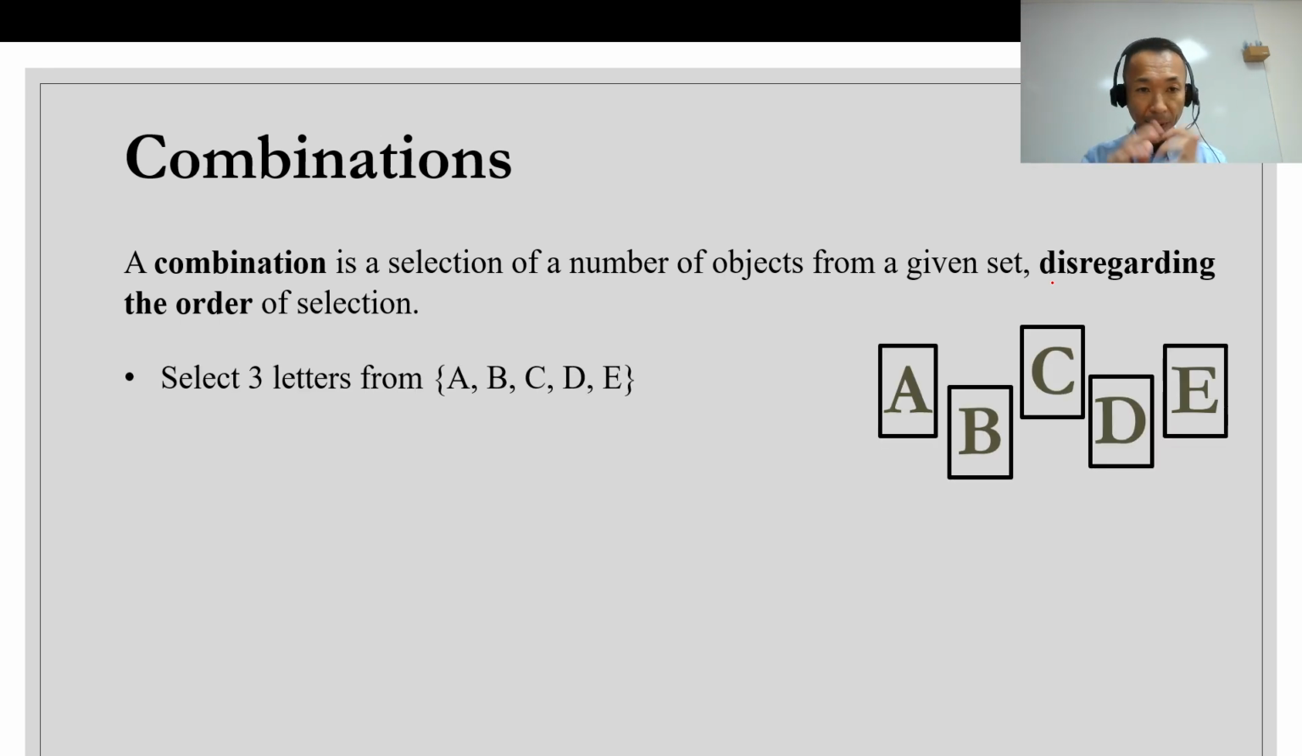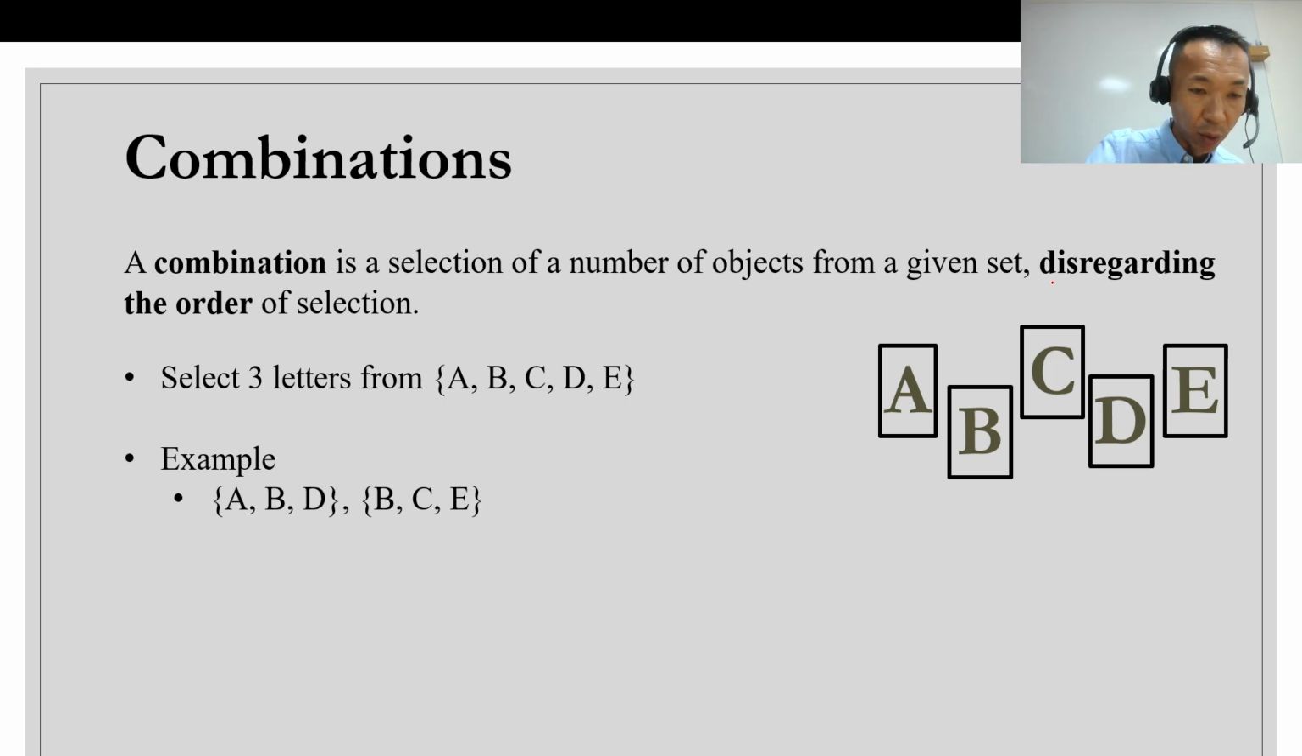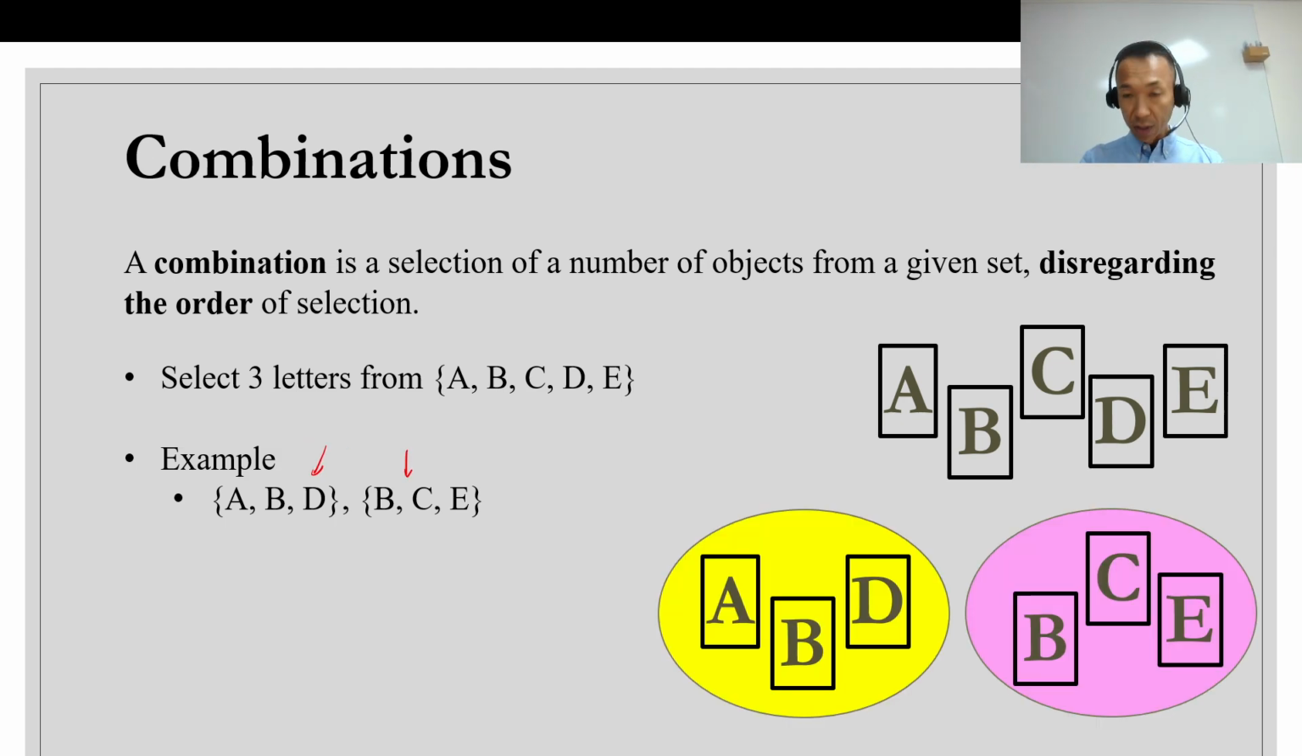Let's say, for example, I want to pick 3 letters from 5 letters, A, B, C, D, E. One example is, I could have a set A, B, D. I could have a set B, C, E. But how many possible different selections can I have? That's the question. Now, these two are considered different sets because, for obvious reasons, this one has A, B, and D. This one hasn't got A and has got C, for example.